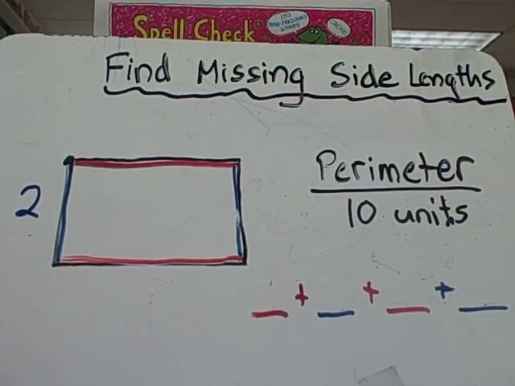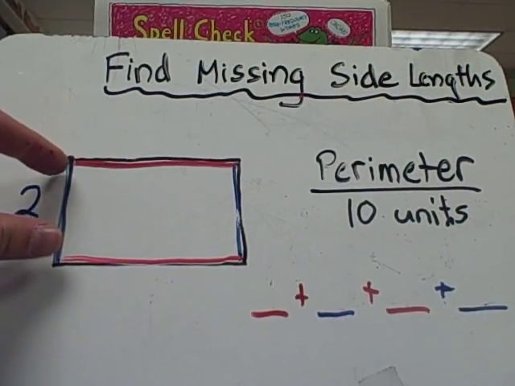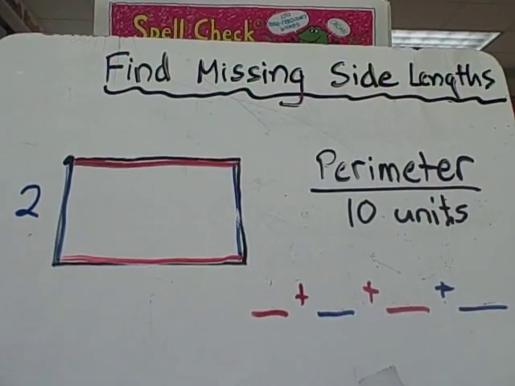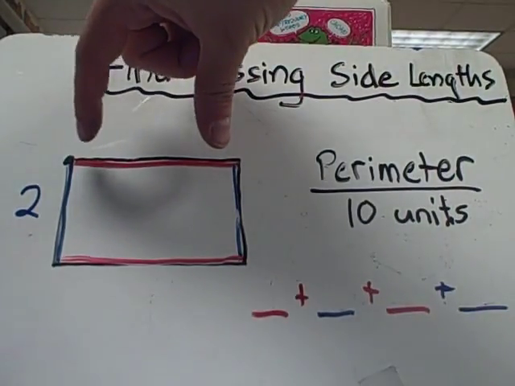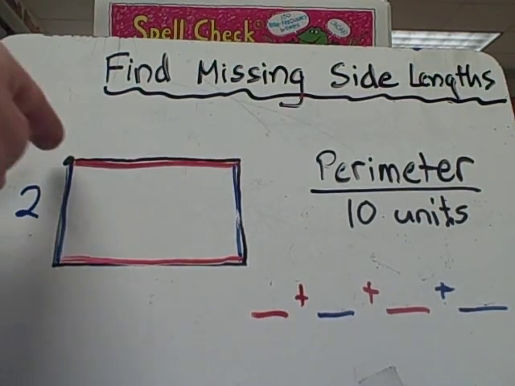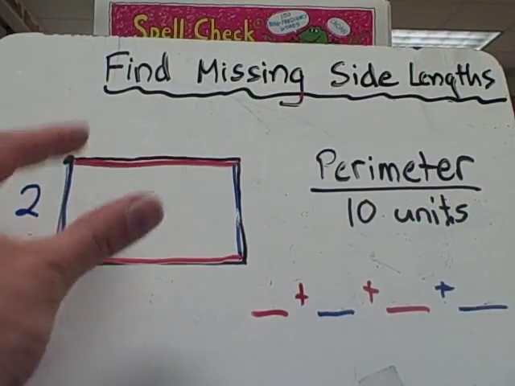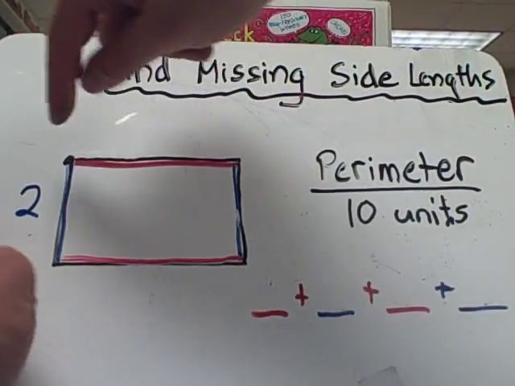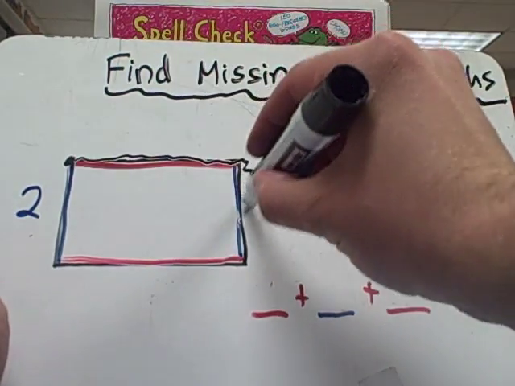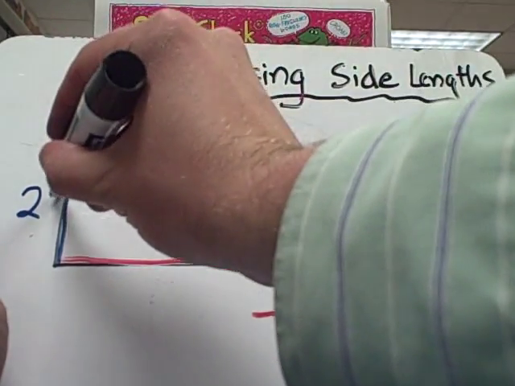One thing we know for sure, this side length is the same as this side's length, because it's a rectangle and they have equal side lengths. This top side's length is the same as the bottom side's length. So that's important, because what we can do is take this whole perimeter and split it up into halves. This would be half right here, and this would be a second half right here.